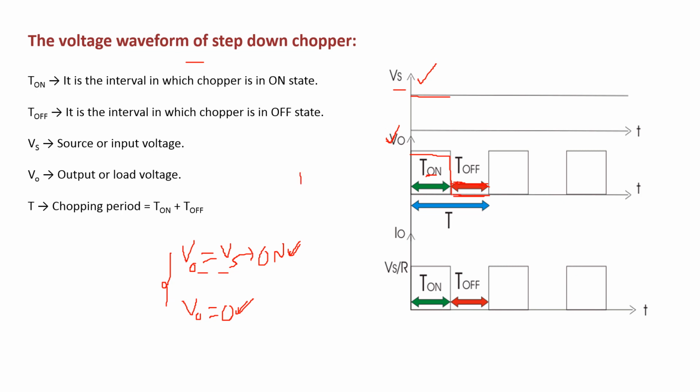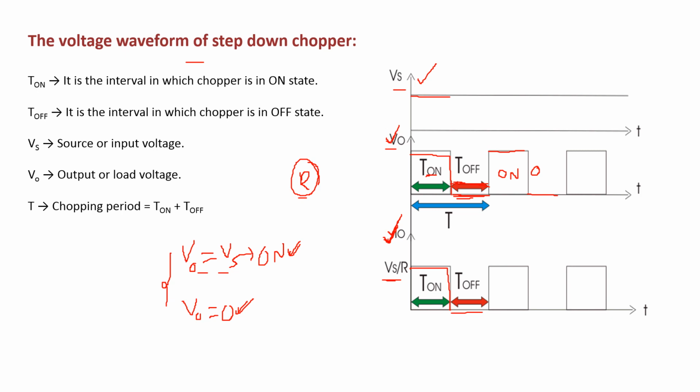If we consider the load is a resistive load, then the current follows the voltage but is less in magnitude, and this is the waveform for current. The magnitude of this current value is Vs by R. So same as this, the load current follows the voltage but is less in magnitude. During the on state we get this amount of current, and during the off state we get zero current, and the same cycle repeats. Again during the on state of the chopper we get Vs as the output, and again in the off state of the chopper we get 0.